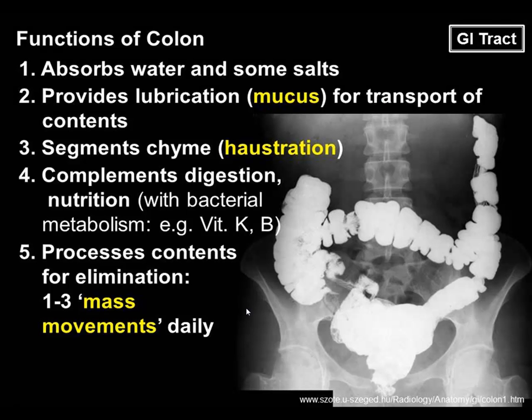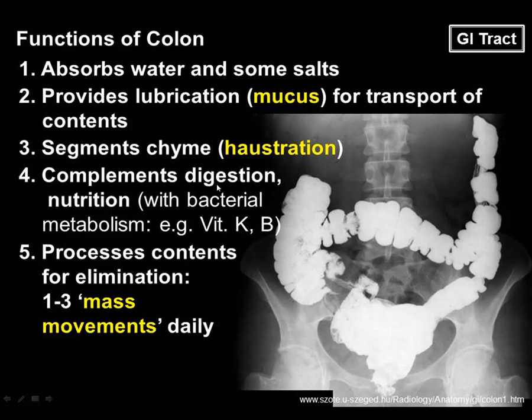Okay, so what are the functions of the colon? You will be absorbing water and some salt. It will provide lubrication. We'll have lots of mucus, because now the content of the large intestine is getting thicker, because most of the absorption already happened in the jejunum and the ileum. It will allow for the segmentation of the chyme, and we call that haustration. We will see a picture of the haustra, but you can see here also the haustration. See how it's segmented? It's not a continuous loop. By the way, this is the transverse colon, what you see here, and this is the ascending colon, and this guy here is the descending colon.